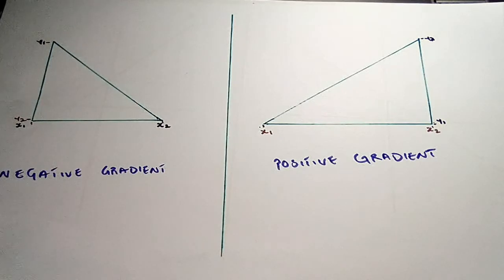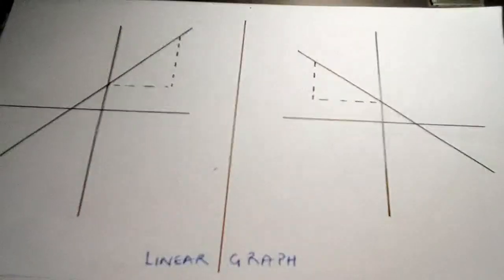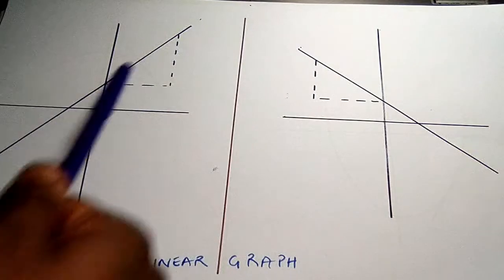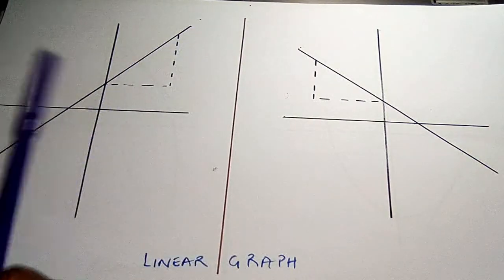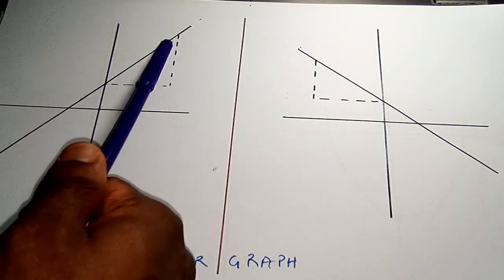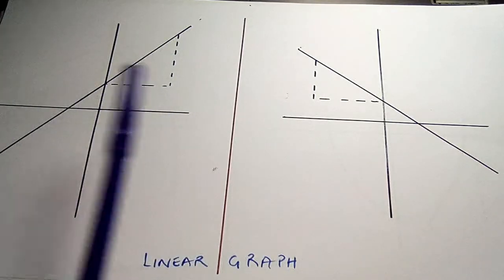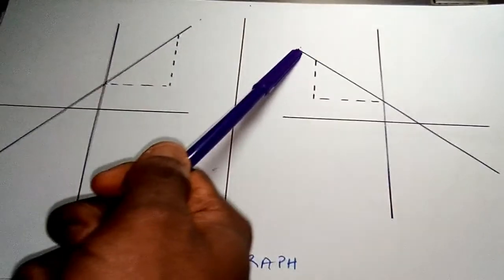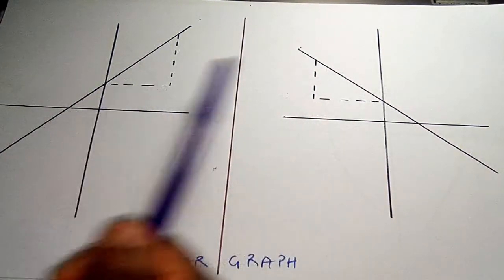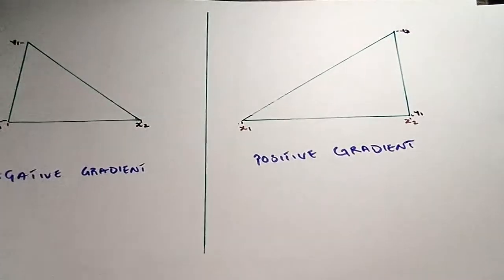Let me start with the linear graph. For the linear graph, you could have your graph in this format, and then you have to draw a triangle. Most times when you're looking for gradient, you have to draw a triangle to find the points for y and x. But if your graph goes this way, then the triangle goes the other way. So that gives you the different types of forms of gradient. That's exactly what we're talking about.